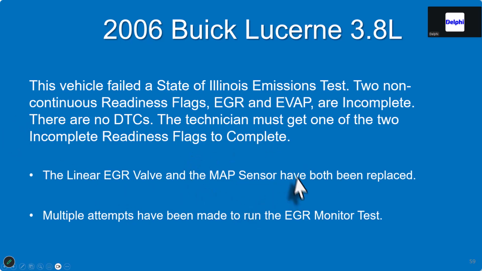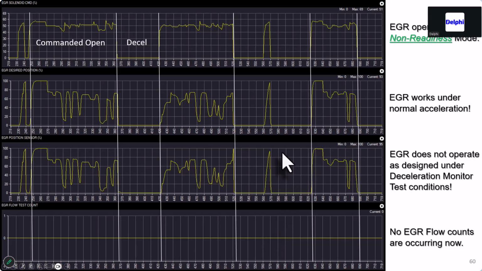Now remember, that's the reporting component. So he put a new reporting component in. He put a new valve in. After multiple attempts, he couldn't get it. So he sent me some Snap-on captures, which we analyzed. And this is the left-hand side of the screen. This is what we call the non-readiness mode. The EGR is working as designed. What it's not doing on decel is checking it for flow. Must be a reason why, but there's no counts here to check it for flow.